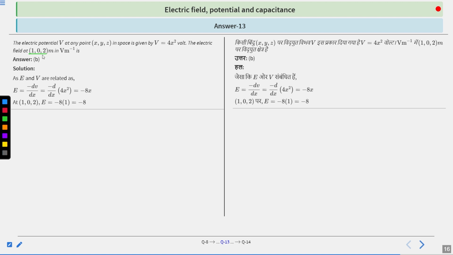This is the coordinate where we have to find the electric field. So x is 1, y is 0 and z is 2. Here only the x term matters. So put the value of x here, you will get minus 8, means E is equal to minus 8. So the correct option is option B.